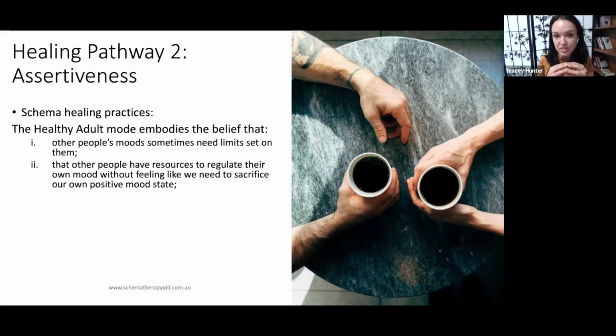Okay, so they're setting a boundary. It's not punitive. It's not saying I'm going to punish you by taking space. It's saying I'm going to take space for myself because it's very unhealthy for me to be around you when you've got that uncontrollable angry mood.